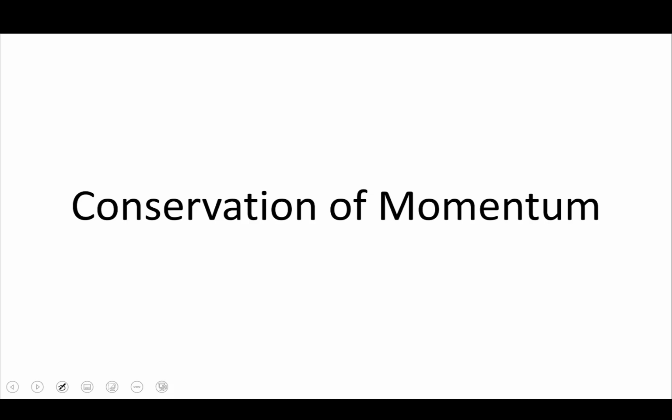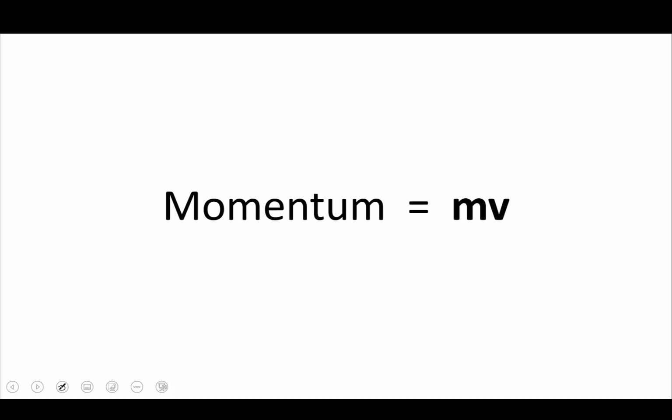Hello, this video is going to be about using the conservation of momentum to solve problems. So we've learned about momentum, which is equal to an object's mass times its velocity. Some important things about it is that momentum is a vector because velocity is a vector. So if an object has a positive velocity, it'll have a positive momentum, and if it has a negative velocity, it'll have a negative momentum.